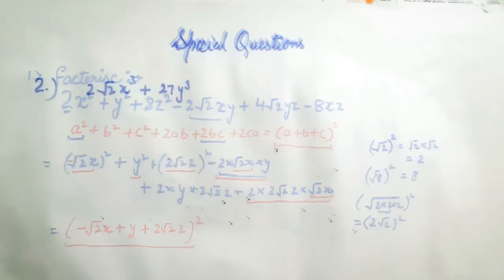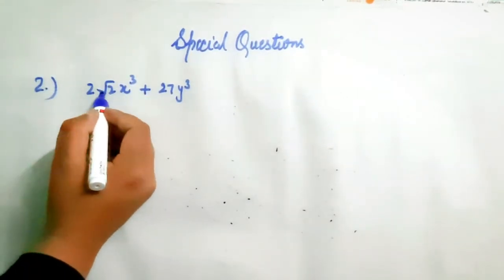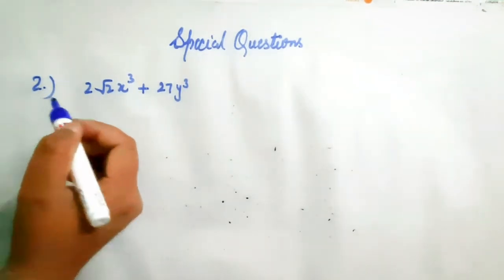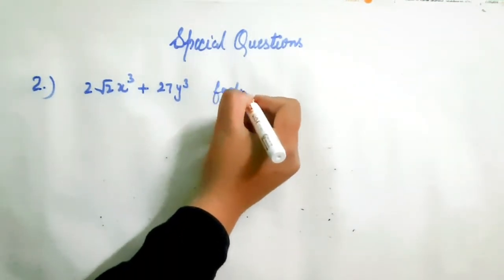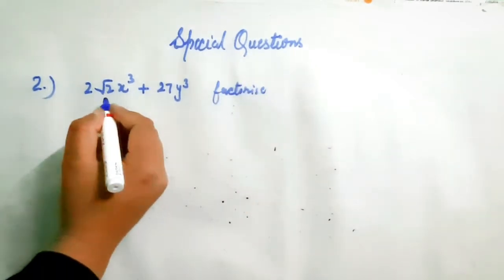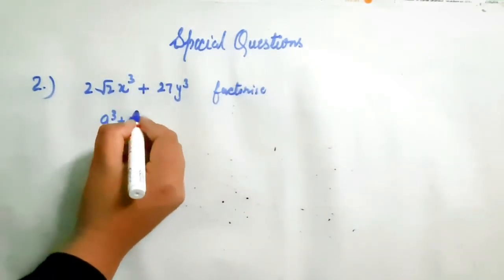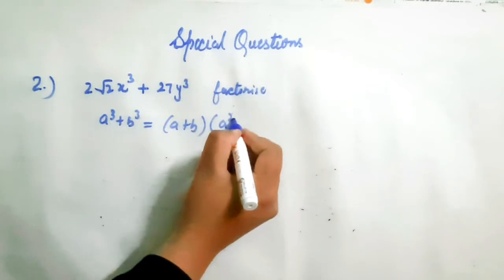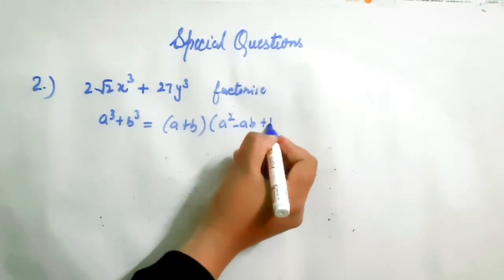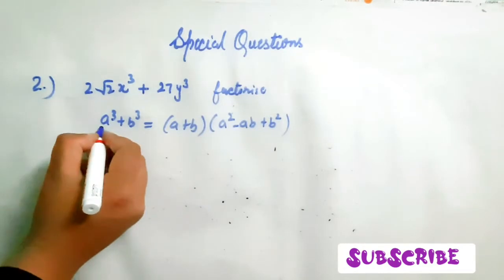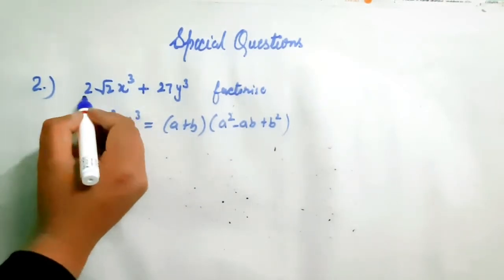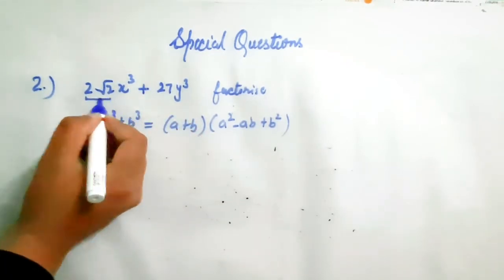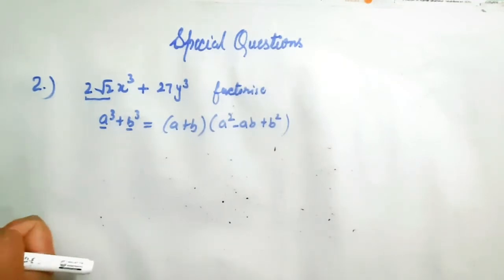Here I am going to discuss one more such type of problem. Here we have 2 square root 2x cube plus 27y cube, and we know that if we have to factorize it, we need to use the identity a cube plus b cube, which equals a plus b whole multiplied by a square minus ab plus b square. So first of all, these two terms must be perfect cubes. We know that 27 is a perfect cube, it can be written as 3 cube, but 2 square root 2 again is creating a problem, it is not a perfect cube number.